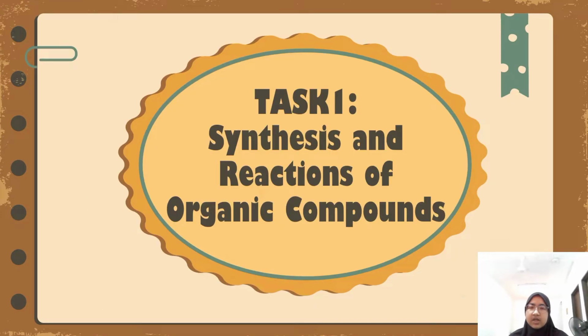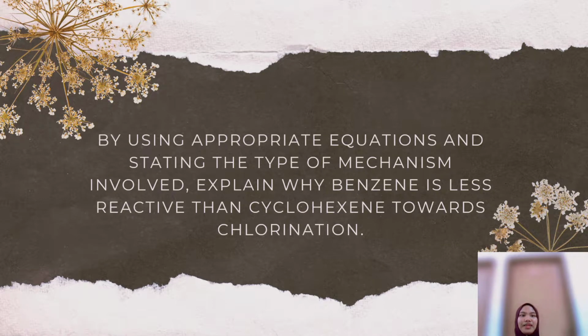Okay, so for class 1, I will pass to the next presenter. This is the first question, which is by using appropriate equations and stating the type of mechanism involved, explain why benzene is less reactive than cyclohexane towards chlorination. In this question, we need to state the equation and then state the type of mechanism involved and explain why benzene is less reactive than cyclohexane towards chlorination.